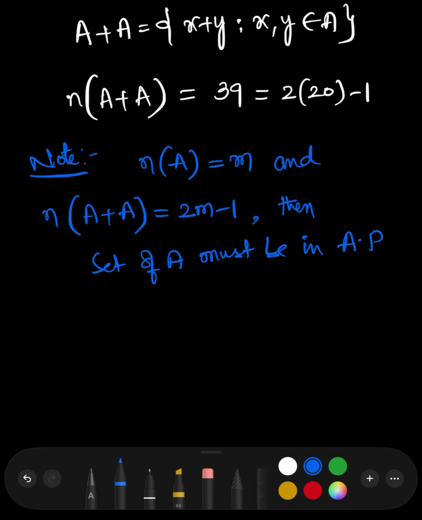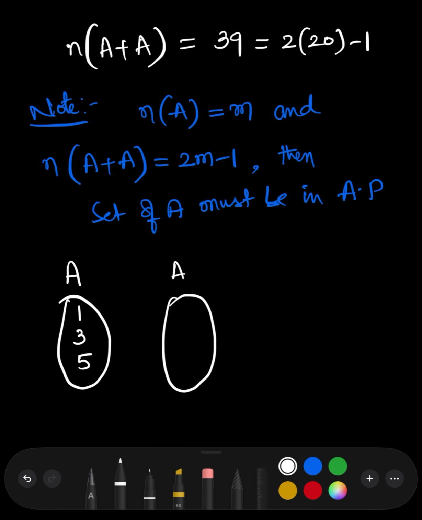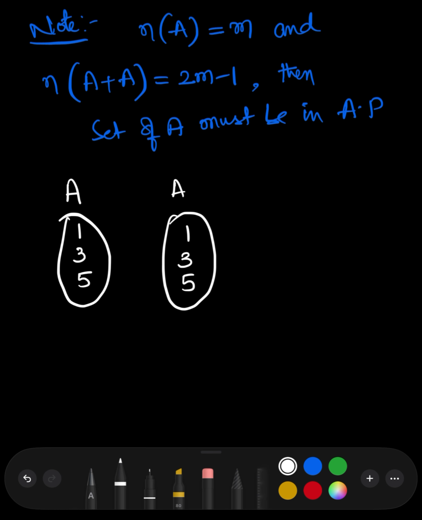Then I will take one example to give you clarity for this question. Suppose capital A is a set having elements 1, 3, 5, and the same capital A elements 1, 3, 5. Now it is very clear that 1, 3, 5 are in AP. Now let's find A + A. Now move on to A + A.